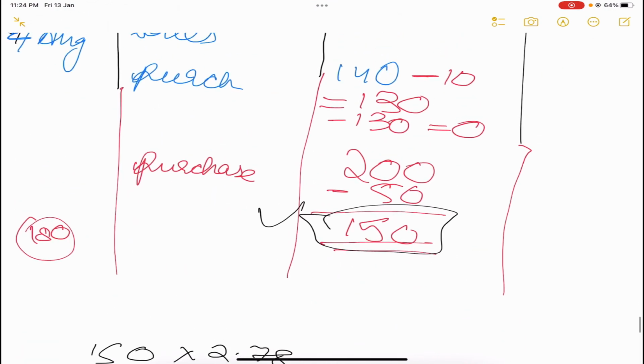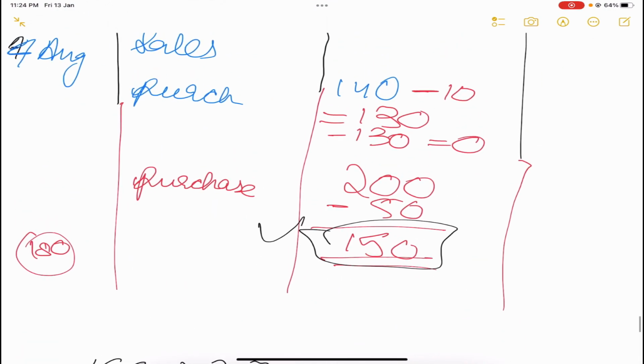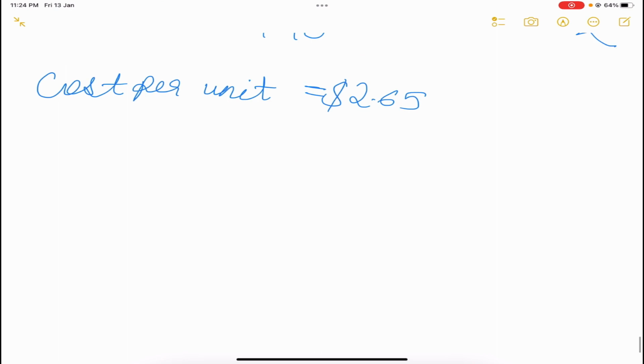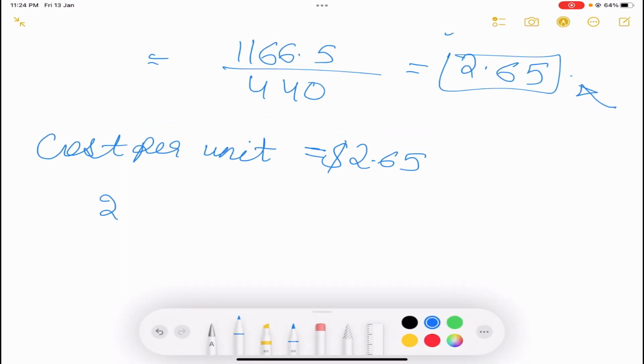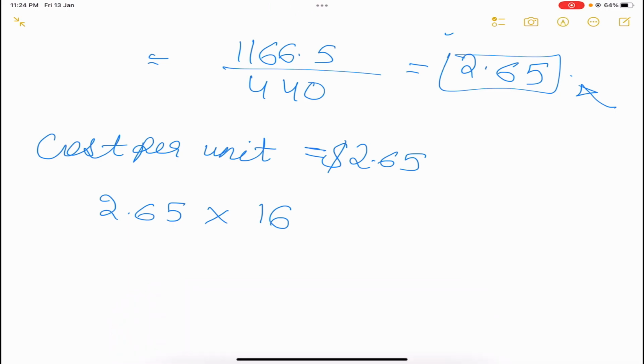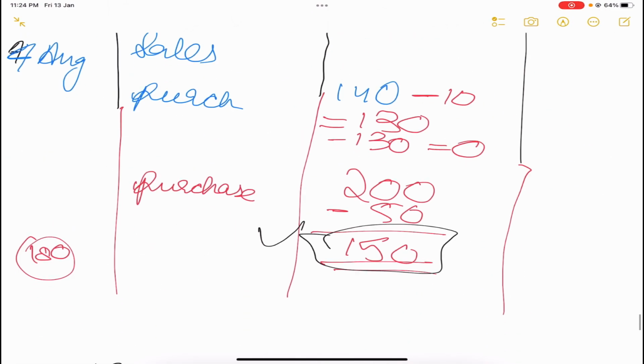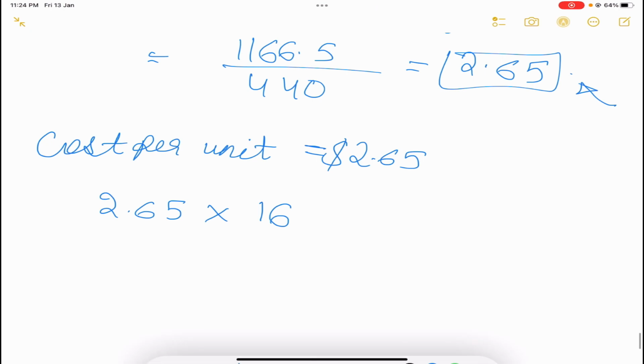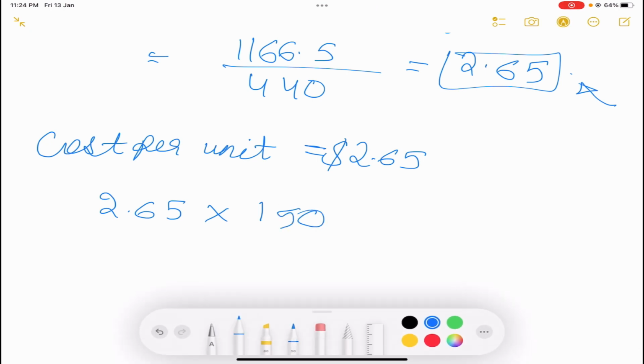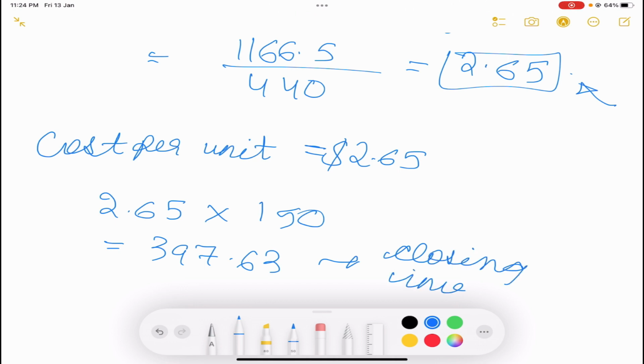Now you have to multiply it with the pending number of stocks to get the closing inventory. How much were pending? 150 were pending, right? You got that? So 2.65 times 160. Was it 160 or 150? So we had 150 left in the closing stock. So let us multiply this. 397.63. So this is my closing stock using the periodic average method.